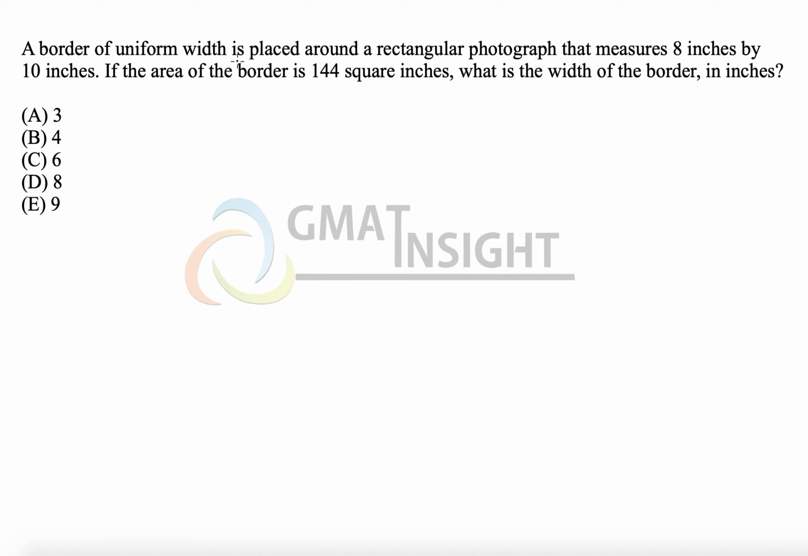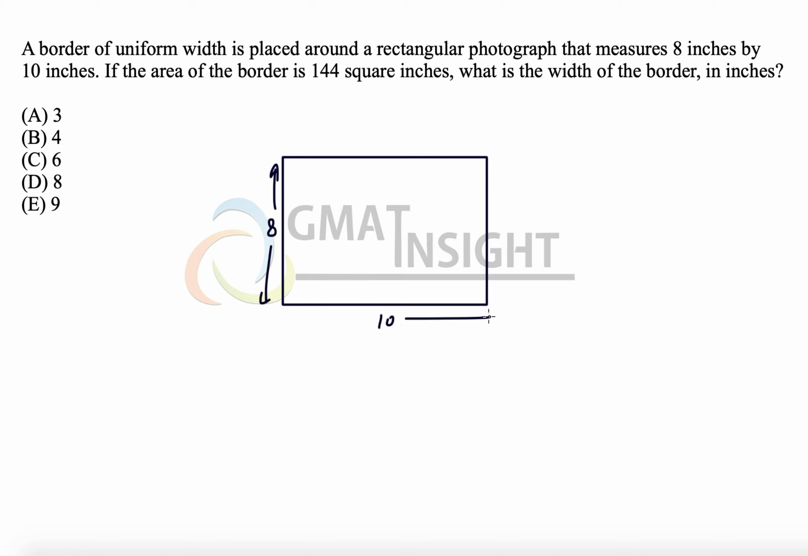A border of uniform width is placed around a rectangular photograph that measures 8 inches by 10 inches. So let's assume that we have a photograph which looks like this. Let's assume that this is 8 inches and this is 10 inches. Now we have to place a border of uniform width.